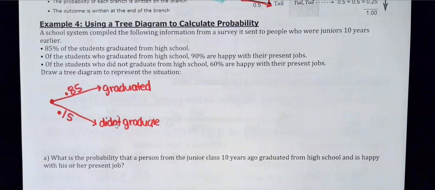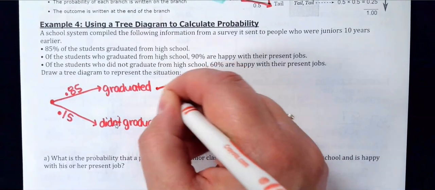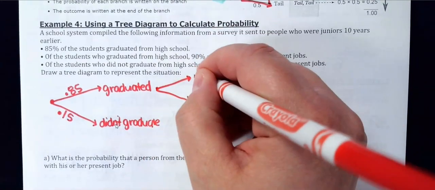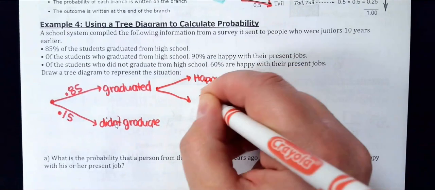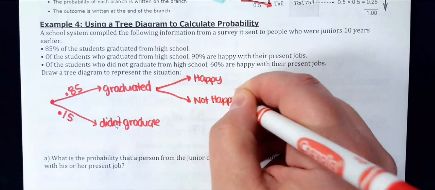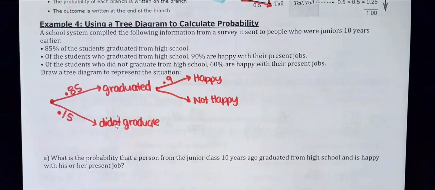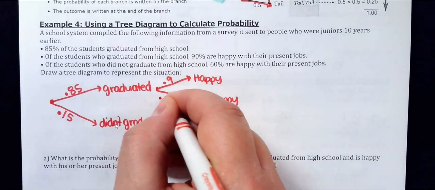Now my second bullet point says, of the students who graduated high school, 90% are happy with their job. So I'm just going to make another little branch set here. I'm going to write happy with their job. The alternative would be that you're not happy with your job, right? For this example, it says the people that graduated, 90%, so I'd write 0.9 on my little branch there, are happy. So what percentage would not be happy? 0.1 or 10%, yeah.